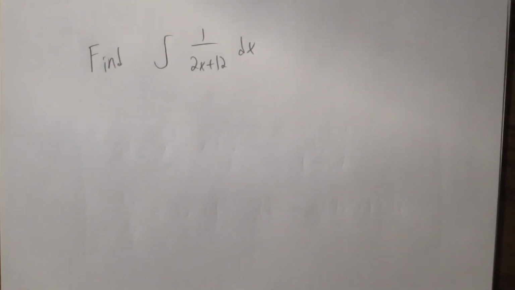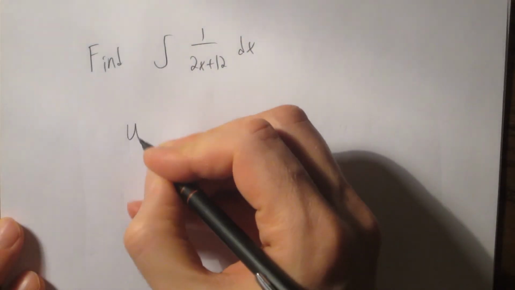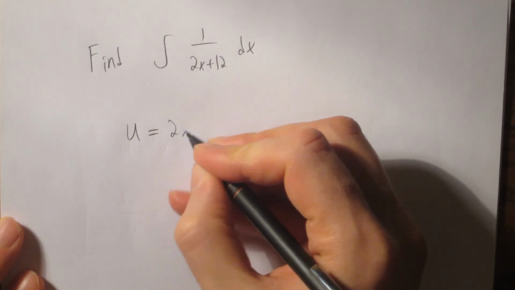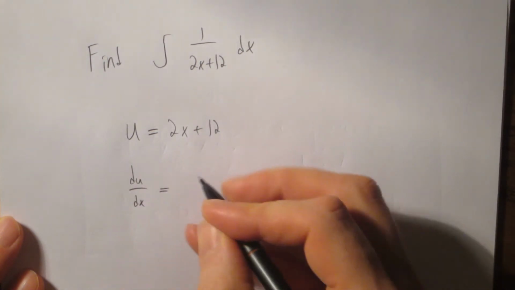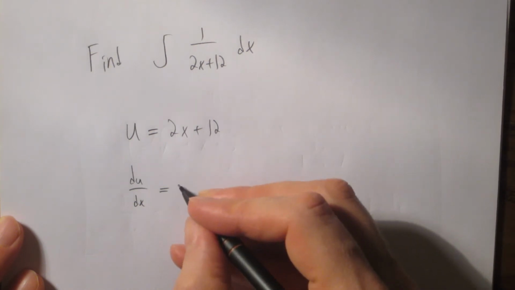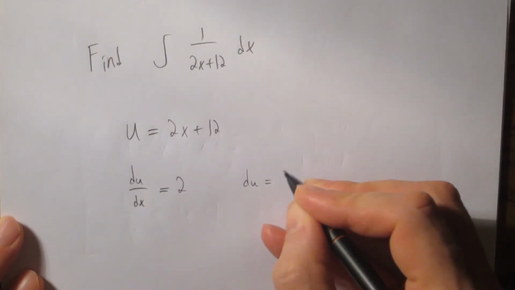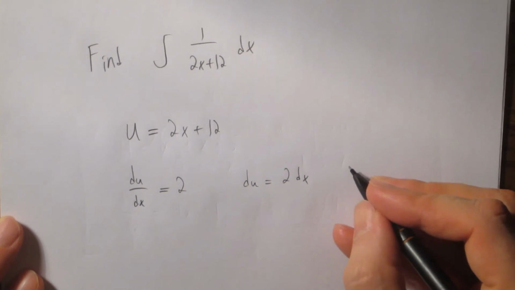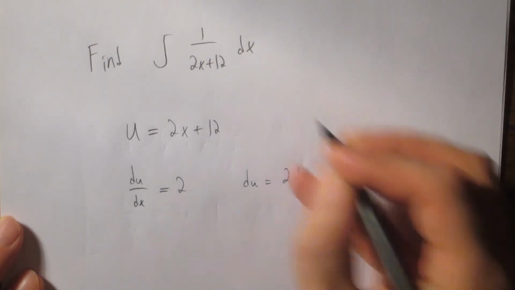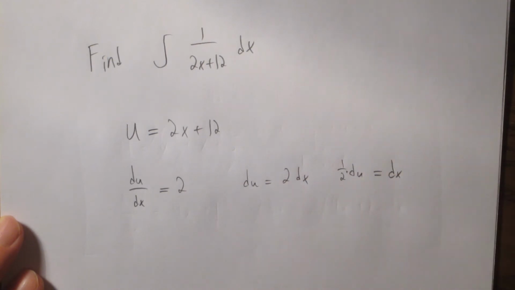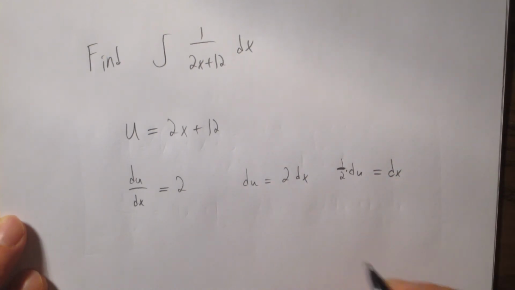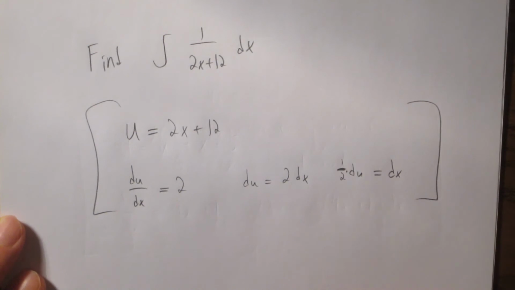Let's find the indefinite integral of 1 over 2x plus 12 by using a substitution. So u is 2x plus 12, then we use Leibniz notation. du dx is 2. So du is 2 dx, and hence dx, which is what we want to translate, is half of du. Alright, so this is our working box.